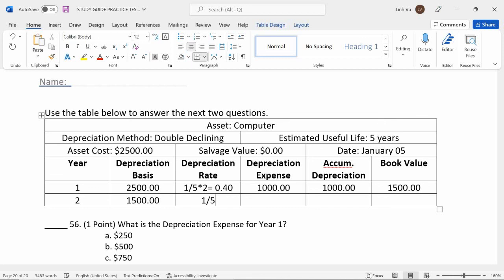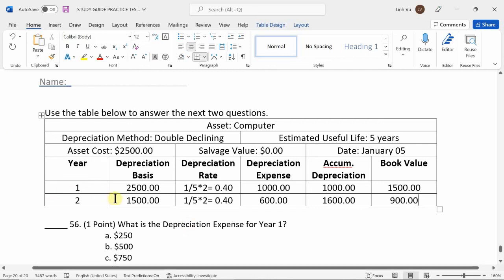It stays the same, so it's still at 40%. So this time, basis times rate, how much is going to be my depreciation expense for year 2? $600, okay, which will give you $1,600 for your accumulated. So your book value is going to be $900. Good, right? 2,500 minus 1,600 is going to give you $900.